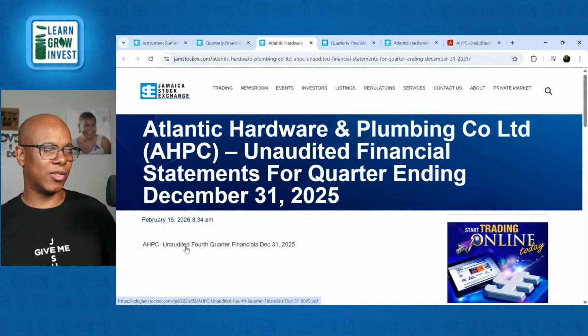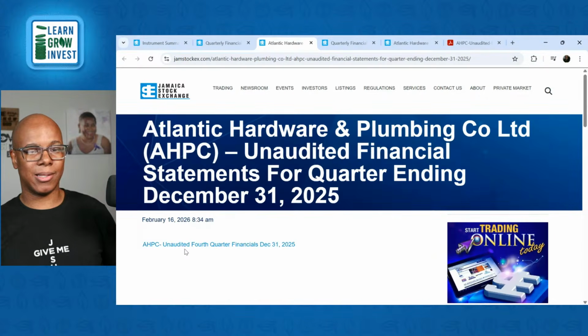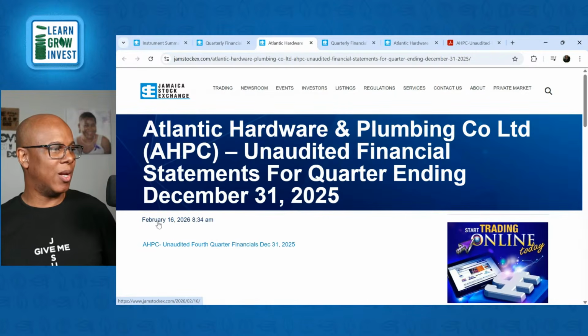these numbers, right? Sometimes companies make revisions, so it's good to look at both, but you know, it's a good place to start. 4th quarter means that it's the quarter in question, and it's just saying that the 4th quarter ended December 31st, 2025. And note, this was released on February 16th.